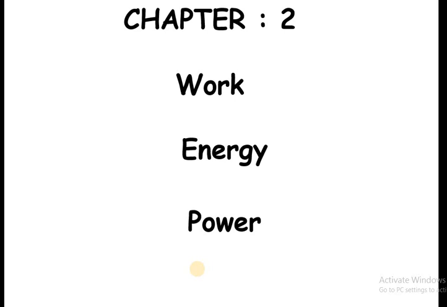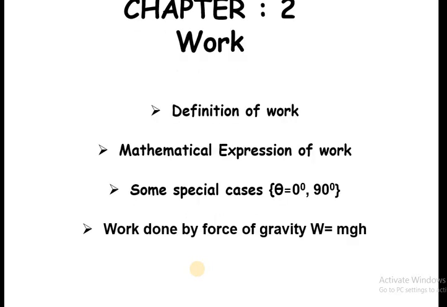You know that in our daily life several times we use the word work, and we use it for various activities such as writing, swimming, eating something, etc. But what is it actually? According to physics, what is it?